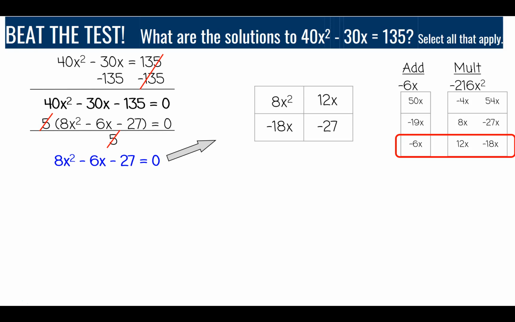GCF time. Top row, what can come out of 8x squared and 12x? The biggest thing. Think bigger than 2. 4 and an x. Yep. How about negative 18x and negative 27? There we go. How do I know it's negative? Because the 18 was negative, that's the closest to the number. That means the sign comes with it. Yep. All right, my first column, 8x squared and negative 18x.